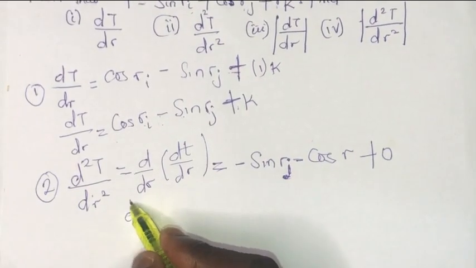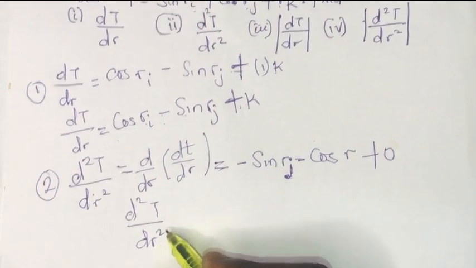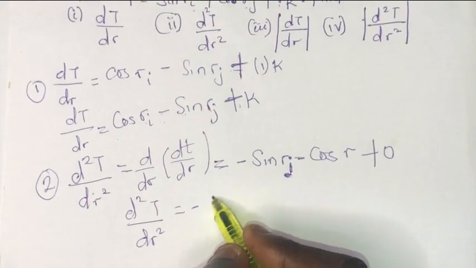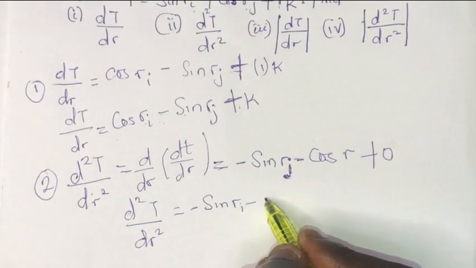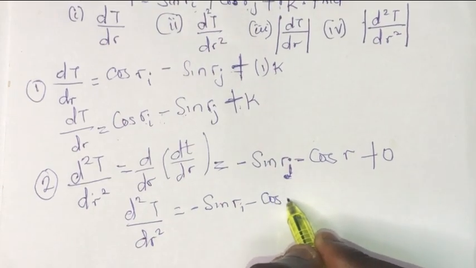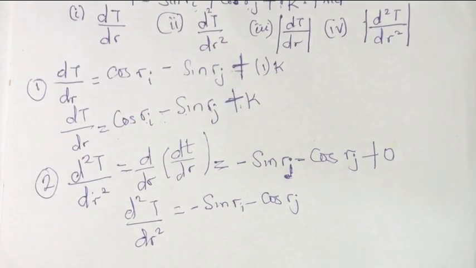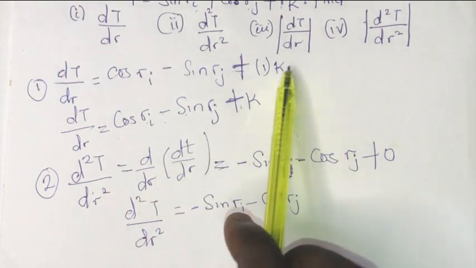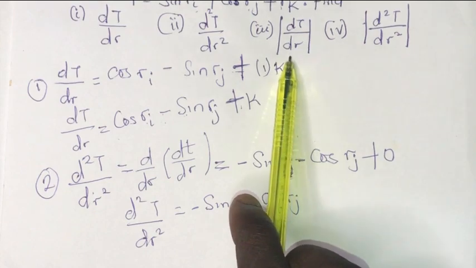And so therefore my d squared r over dt squared is equal to what? Minus sin t i minus cos t j. This will follow j. You see that now? Now to the next question. The next question says I should find the absolute value of dr/dt.